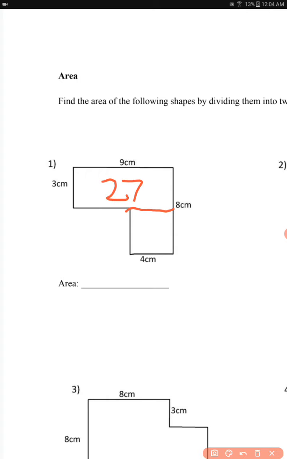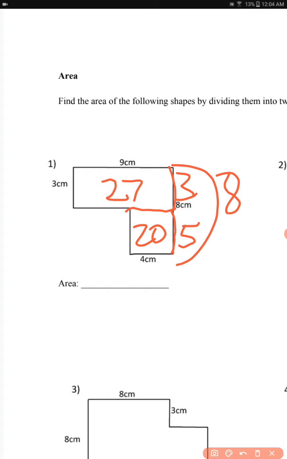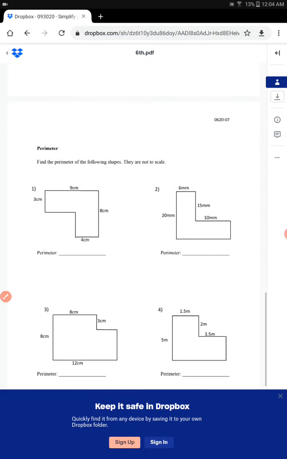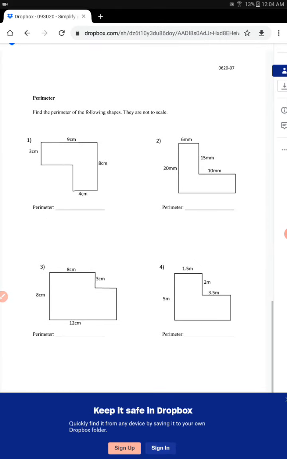So this would be 27, and this is 5, since this is 3 and the whole thing is 8. So 5 times 4 equals 20. And then we just add these two numbers, and we get 47. And don't forget the units. Alright. So after you're done with this page, we can go to the next page.